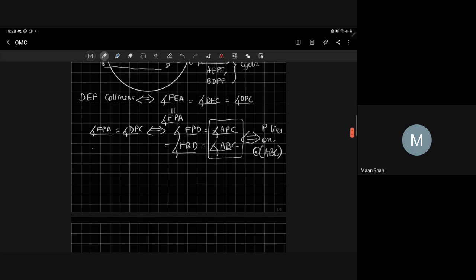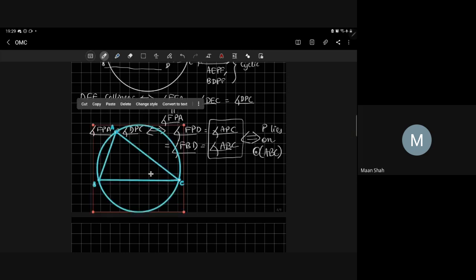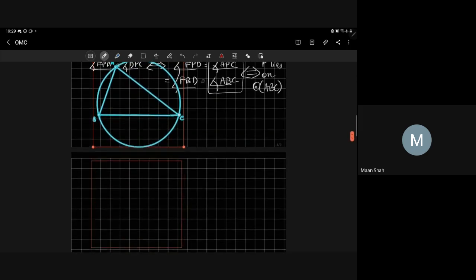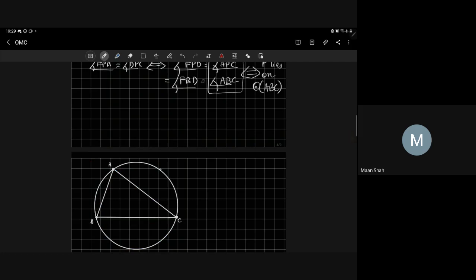Once again, if P lies on the circumcircle, this line is called the Simpson line of P. And yeah, one more point there. This line is known as the Simpson line of P. And this is an interesting object. So it satisfies a few properties.